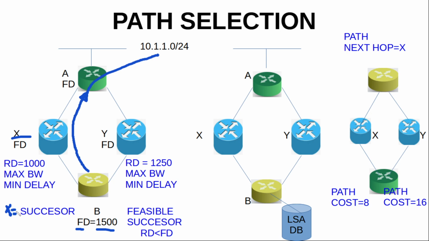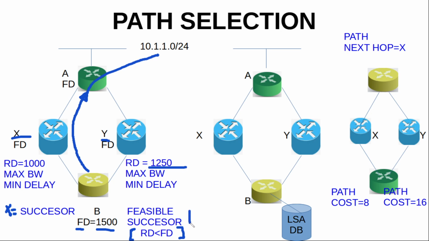Now EIGRP also calculates other alternate paths. So in this case, there is something that is known as the feasible condition. The feasible condition happens when a neighbor router reported distance happens to be lower than the feasible distance. So let's analyze router Y here. The reported distance calculated for router Y happens to be, in this example, 1250.